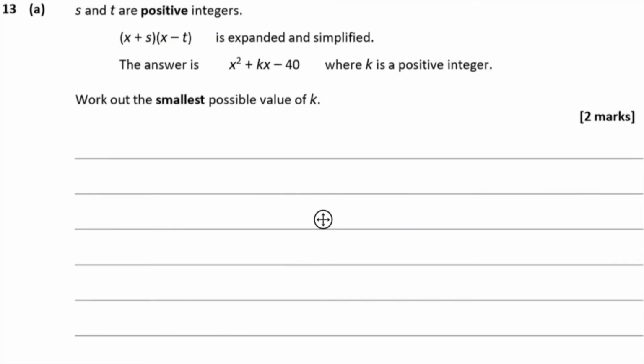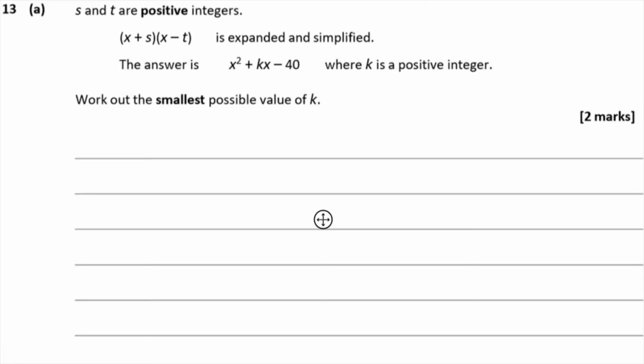That's it. Question 13a. S and t are positive integers. X plus s times x minus t is expanded and simplified, and the answer is x squared plus kx minus 40, where k is a positive integer. Work out the smallest possible value of k. Ooh, no, this is all very algebraic, isn't it? Okay, so what do we know here?